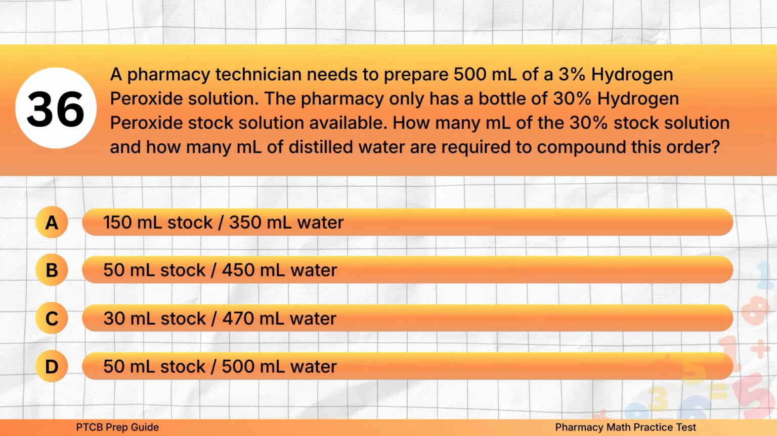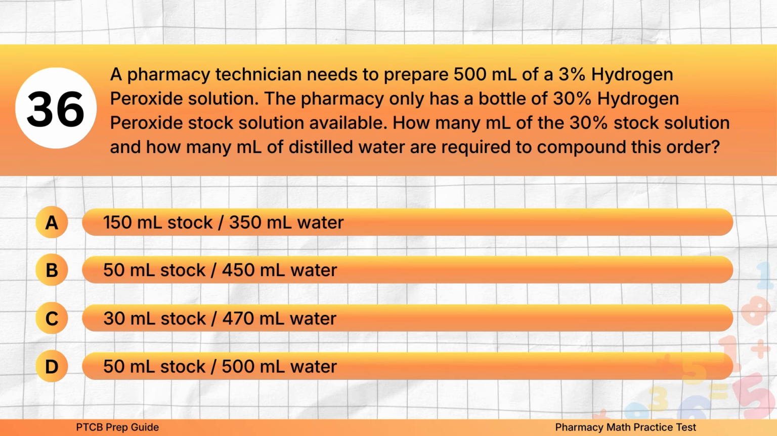Here is a compounding question involving hydrogen peroxide. A pharmacy technician needs to prepare 500 milliliters of a 3% hydrogen peroxide solution. The pharmacy only has a bottle of 30% hydrogen peroxide stock solution available. How many milliliters of the 30% stock solution and how many milliliters of distilled water are required to compound this order? A. 150 milliliters of stock and 350 milliliters of water.